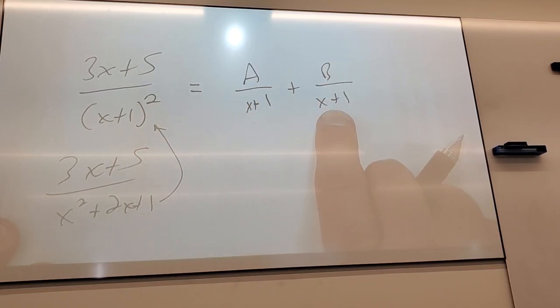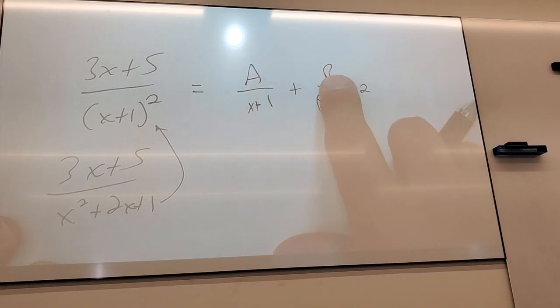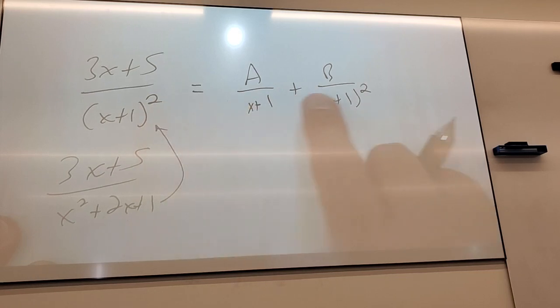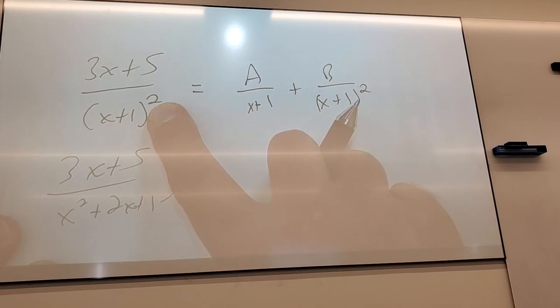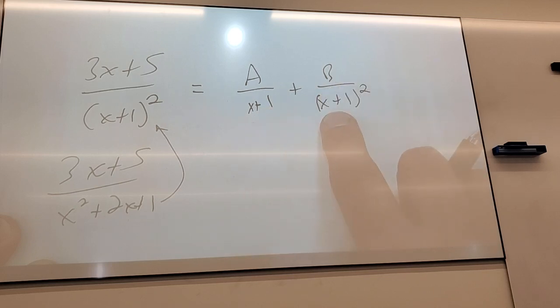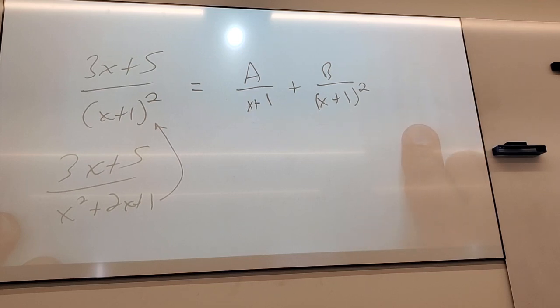Yes? So one of them has a square and the other one doesn't. The tops are going to be constants. So what if I had put a cube here? Then I'd have an a over x plus 1 plus b over x plus 1 squared plus c over x plus 1 cubed.